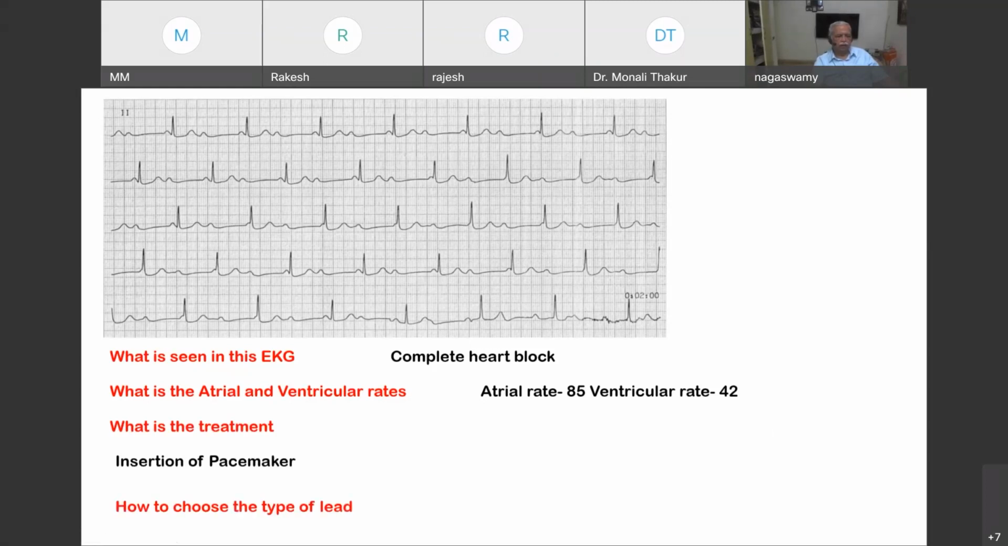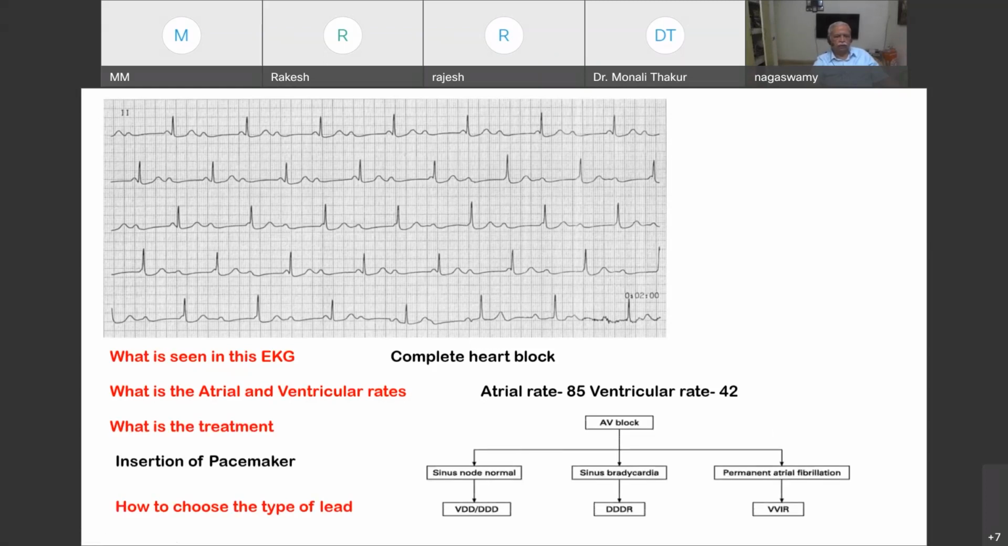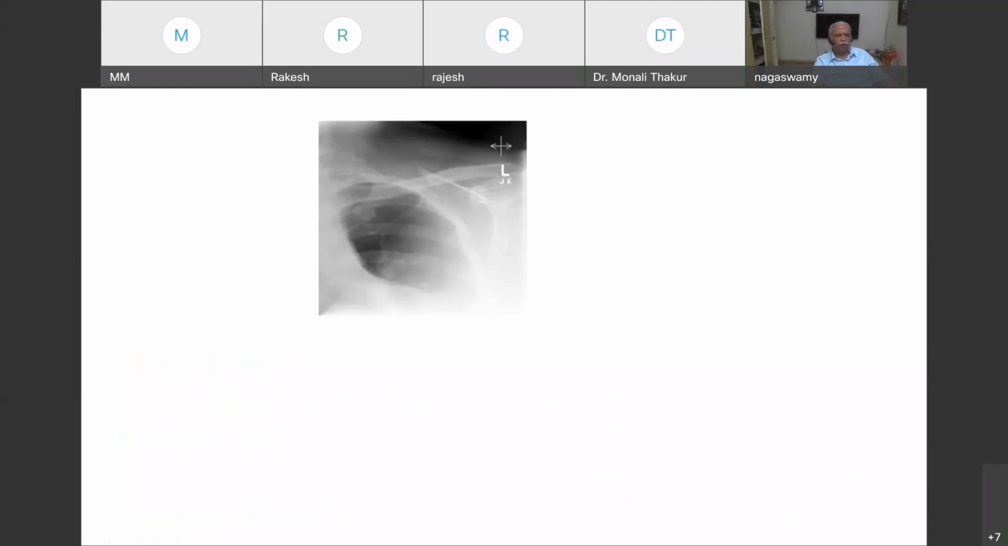And what lead you have to choose is by this method. If the sinus node is normal with the AV block, then go for VDD. That is, the pacing is in the ventricle, sensing is in the ventricle. Then third is also dual and dual. Whereas here, all dual with rate modulation, permanent atrial fibrillation, VVIR. These are all the names by which you go.